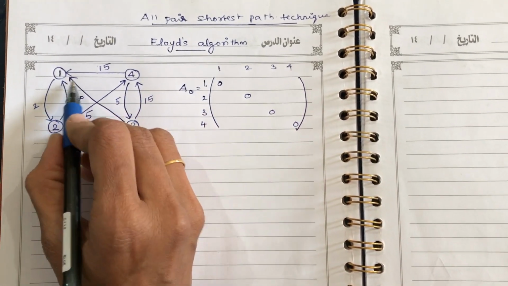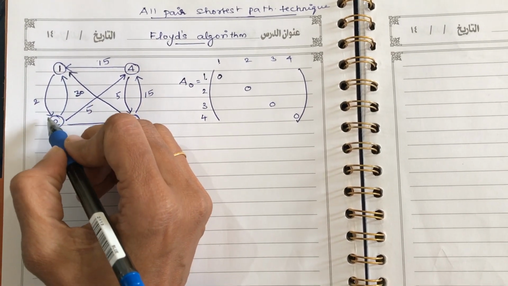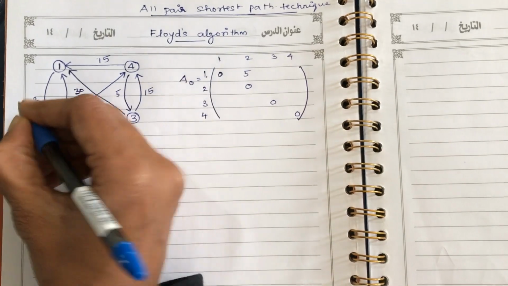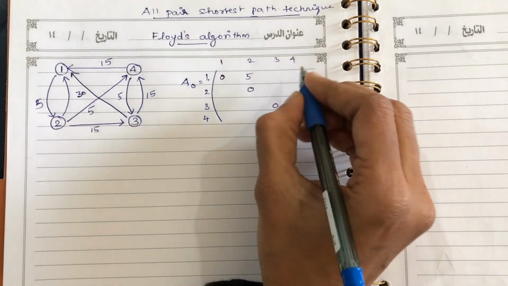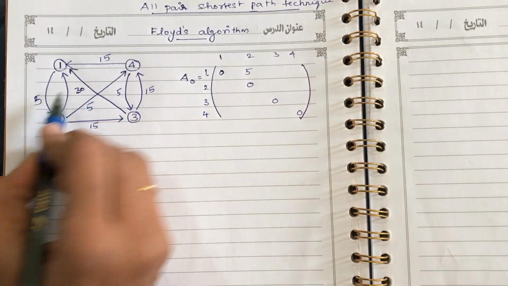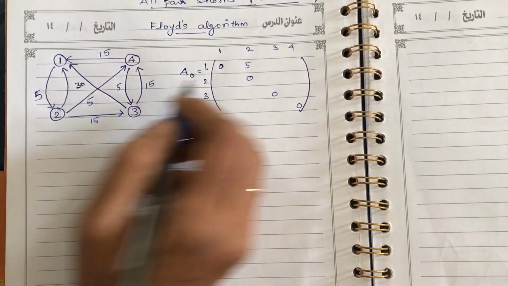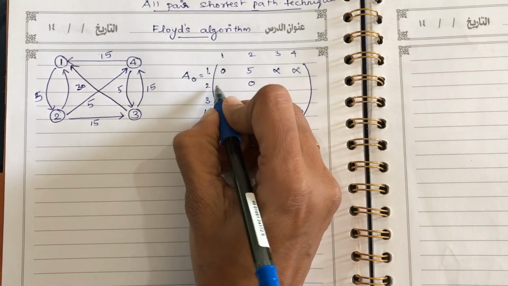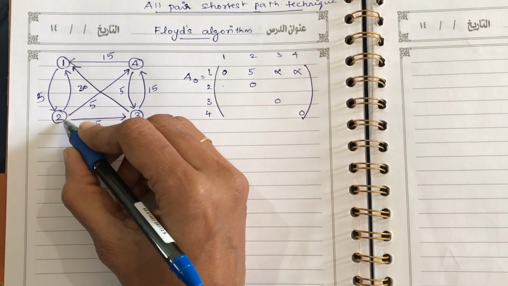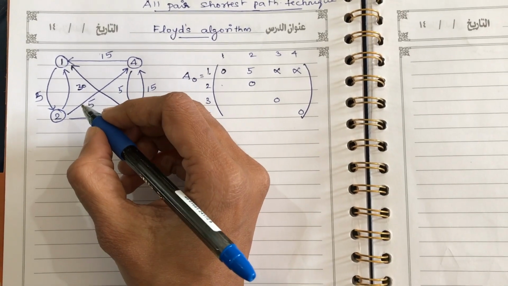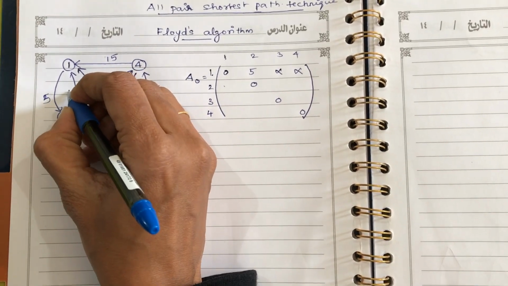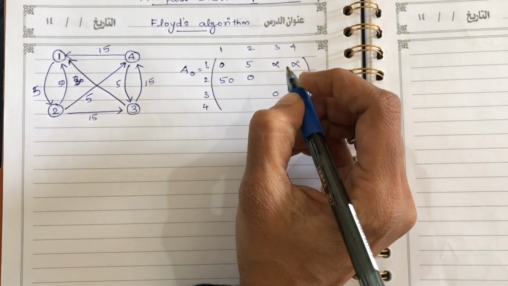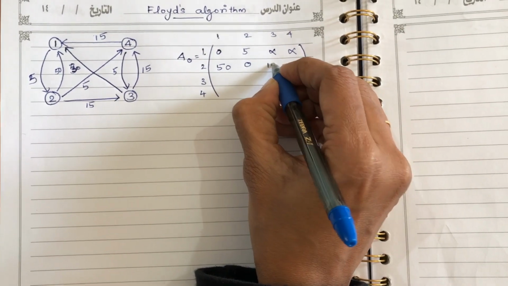The remaining: 1 to 2, you have the weight 5. Sorry, this is 5. 1 to 3 you don't have any path, so just make it alpha. 1 to 4 you don't have any path, make it alpha. 2 to 1 you have a path with weight 50. This is 50, this is 30. 50, and here again it is 15, here it is 5.